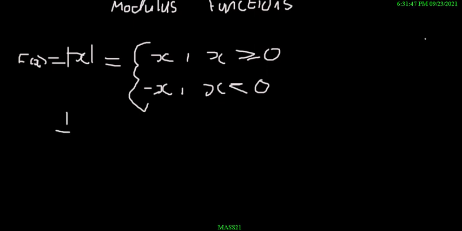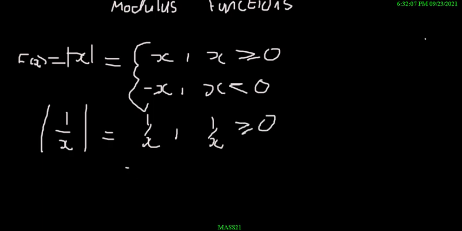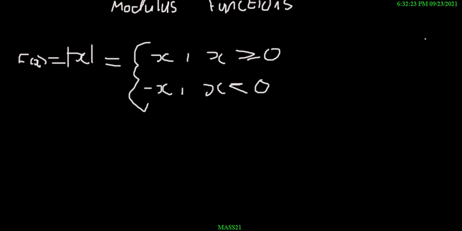So let's say we've been given f(x) is equal to the modulus of 1 over x. Even this one means 1 over x, when x is greater than or equal to 0, and negative 1 over x, when x is less than 0. Let's try to graph this one first.